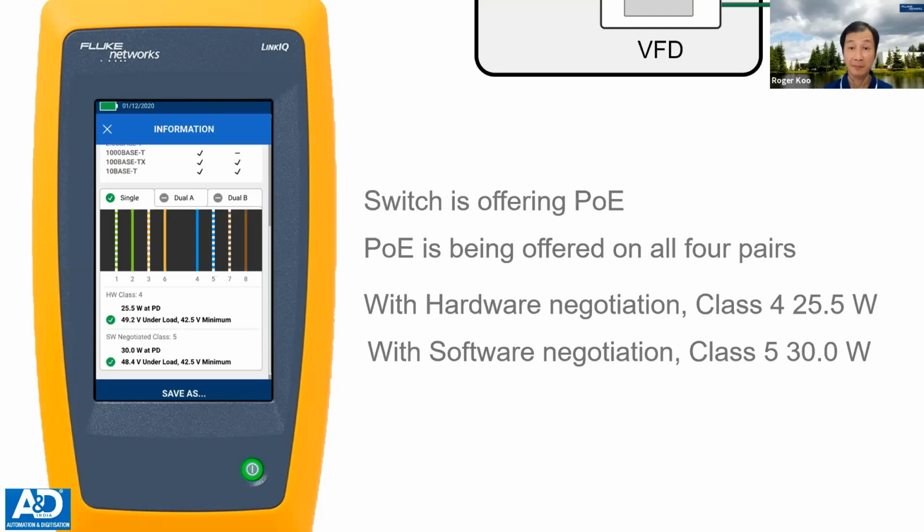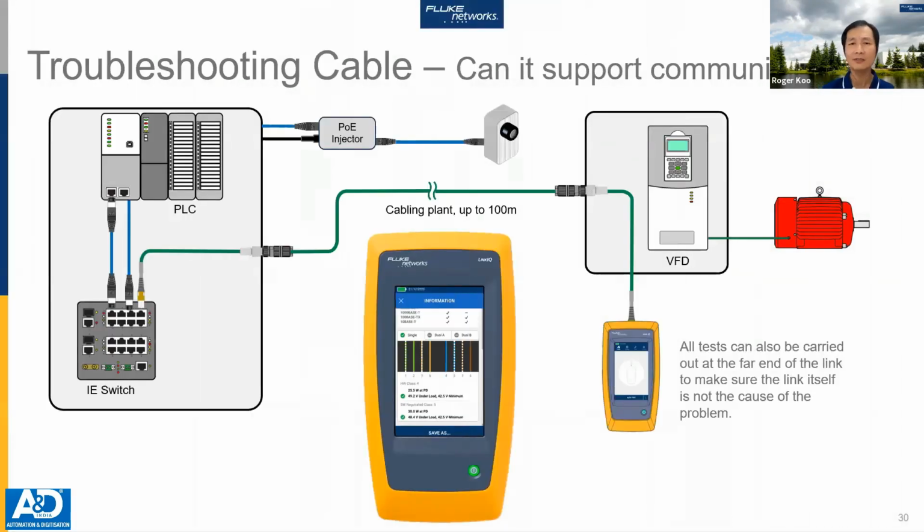Now, showing the advertised power level by the switch is insufficient. LinkIQ applied the appropriate load testing to verify that the switch could deliver the power it is advertising. The switch may be capable of even more power, but at this point in time, it only has reserves to supply up to 30 watts PoE from this port. All the tests that we carry out on the switch port can also be conducted at the other end of the link. This enables you to eliminate the cabling as a source of connectivity or PoE issues.